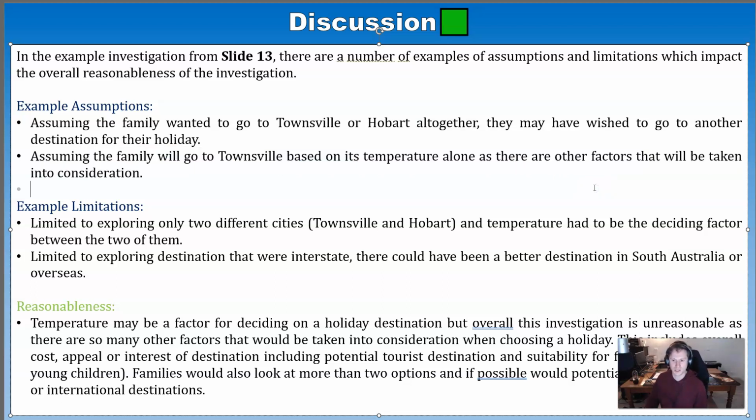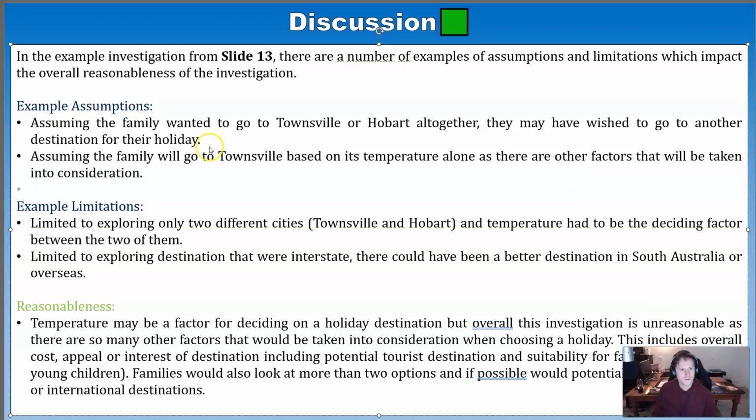So if the investigation is about which city is better for a holiday, you're assuming that only the temperature of the city is the only reason they want to go there. But obviously there are many other factors that you'd want to go somewhere for a holiday. So those are examples of assumptions.